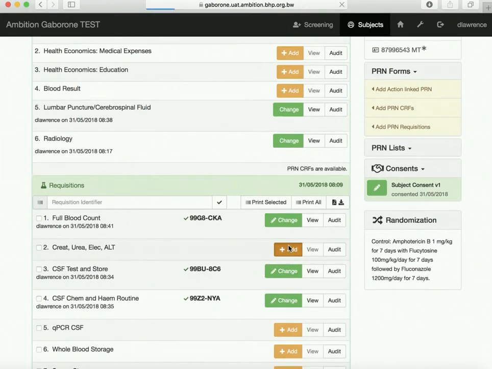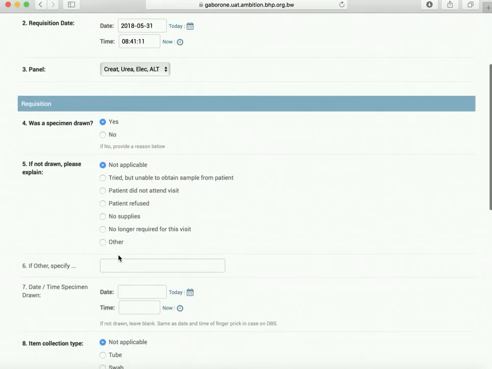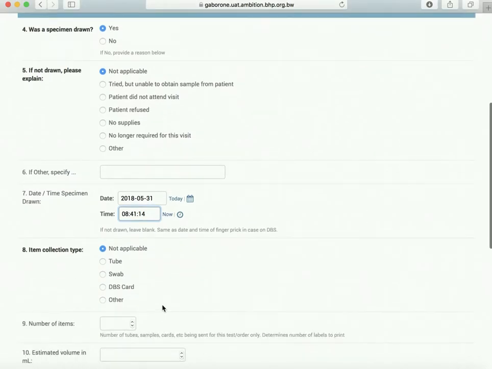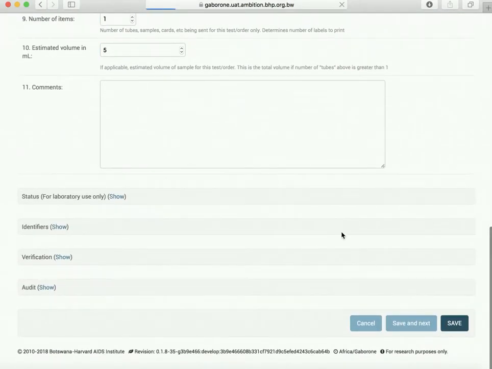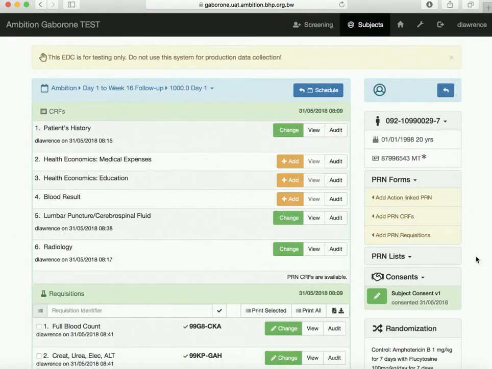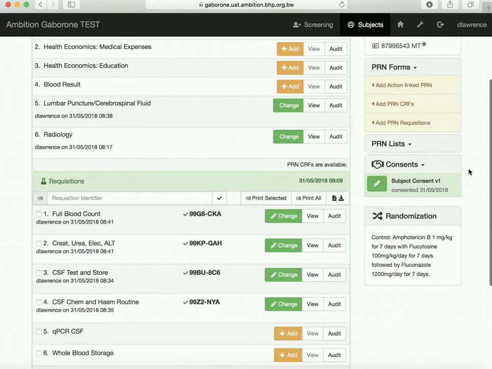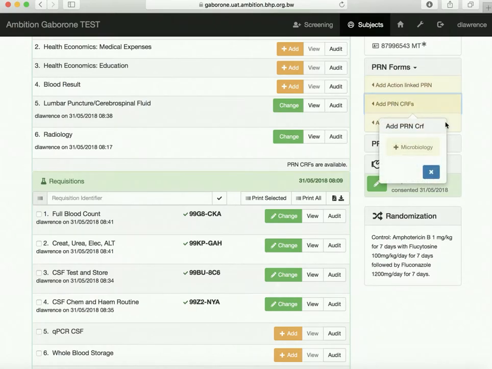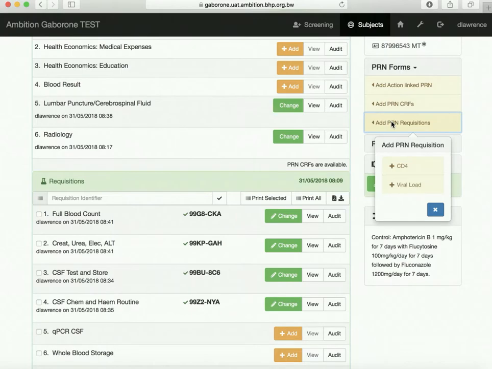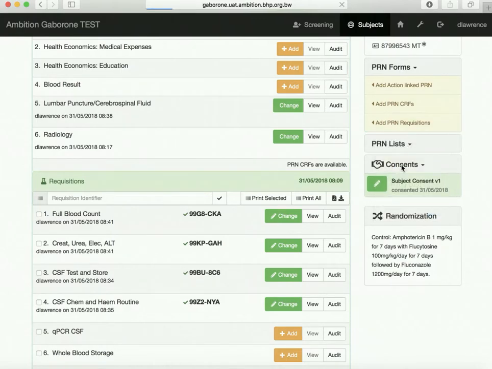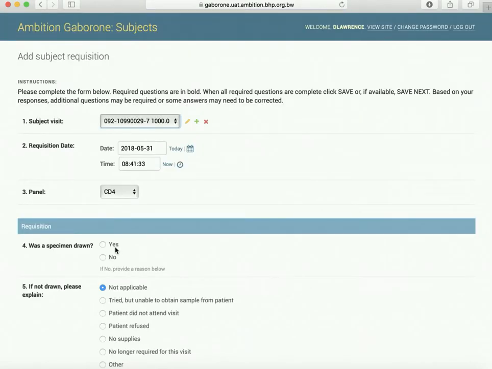And then again for the other sample. You'll become very familiar with this process by the end of the study. But let's say that this patient that I've randomized also probably needs to have a CD4 count because they haven't had one in 3 months. Then I can do an add PRN requisition and add on a CD4 count.